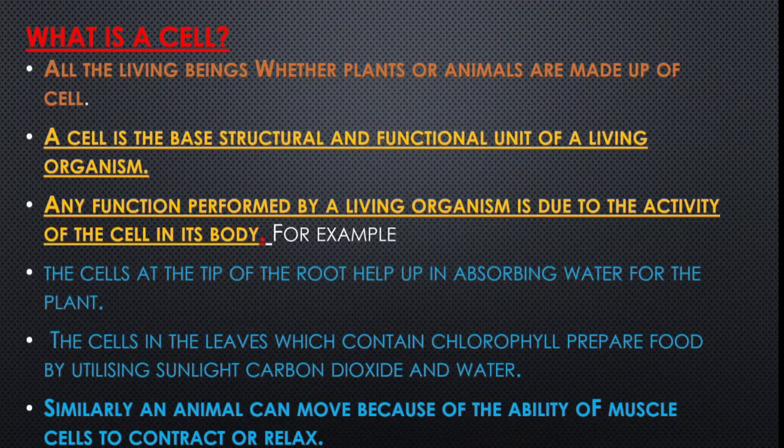The cells in the leaves, which contain chlorophyll, prepare food by utilizing sunlight, carbon dioxide and water. Now, as we know, plants prepare their own food with the help of sunlight, and there are cells in the leaves which contain chlorophyll, and chlorophyll is a green color pigment which helps in the absorption of light. So there are cells in the leaves as well which help to prepare food for the plant.